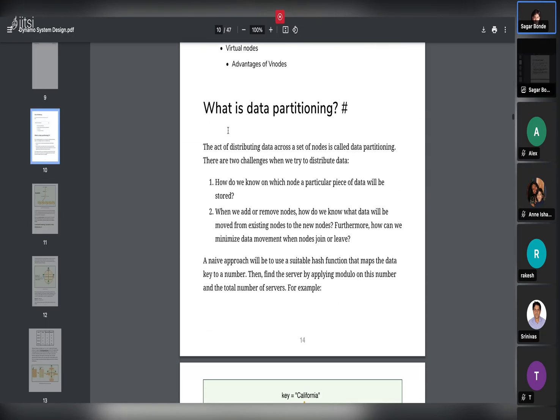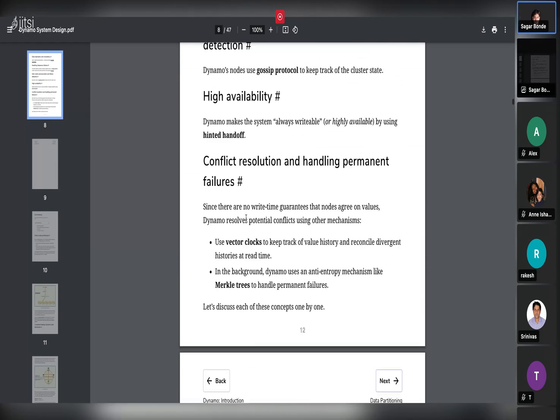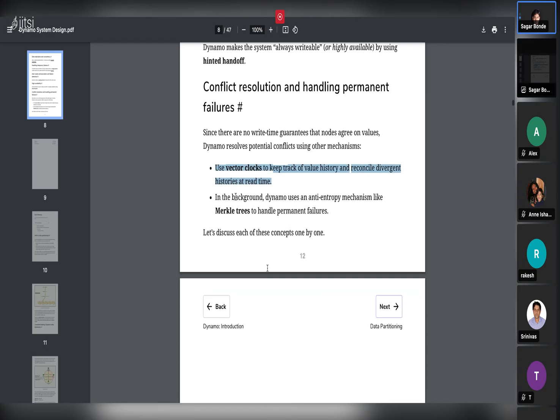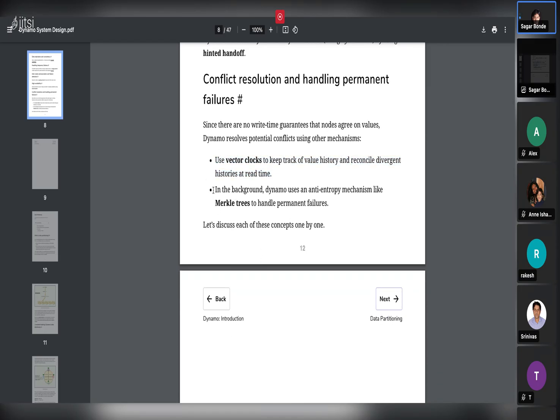Maybe let's recap. The things we have covered are the vector clocks, which help to keep the history and the divergence of histories, in terms of updating any record. And the Merkle tree, again the anti-entropy mechanism to repair any of the rows where we found checksum mismatches, or any kind of repair that is required.